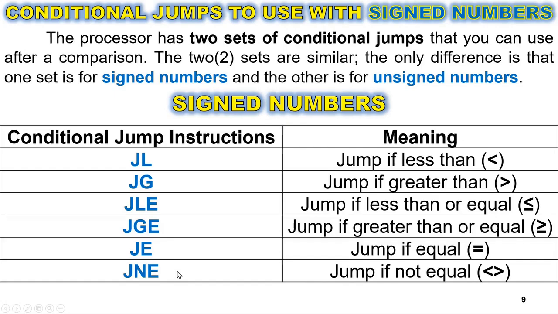Assembly language does not allow us to use those relational operators that we are used to when writing a condition in high-level programming languages. Instead, we need to use these mnemonic machine instruction commands to perform a conditional jump.